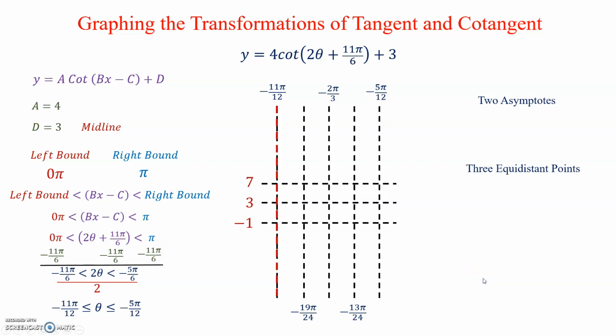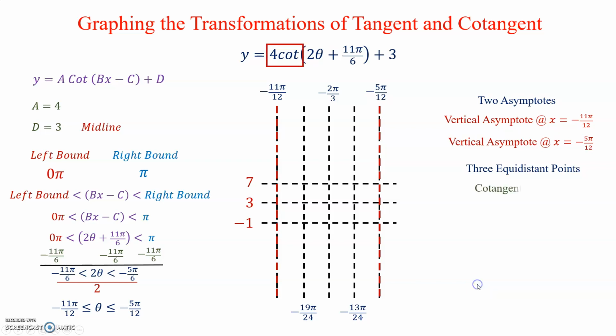My two asymptotes, my first one is located at x equals negative 11 pi over 12, and the second one at x equals negative 5 pi over 12. Three equidistant points, because it's cotangent. Cotangent is not right side up. Tangent is the one that's right side up. And the fact that A is still positive, it does not reflect. So everything stays just as it is. Not right side up. So I can plot those points.